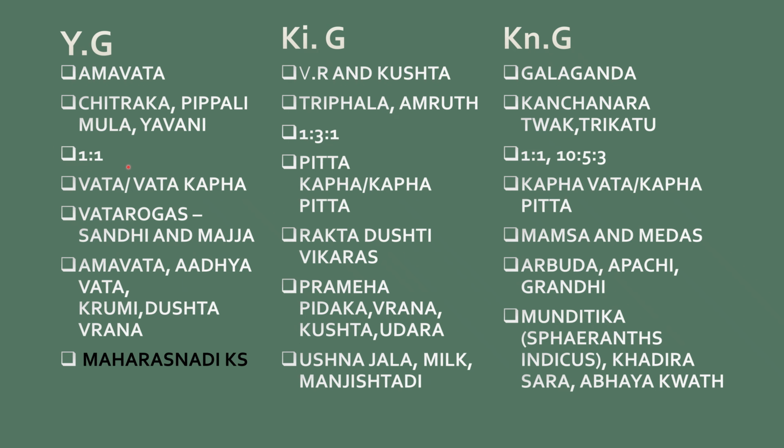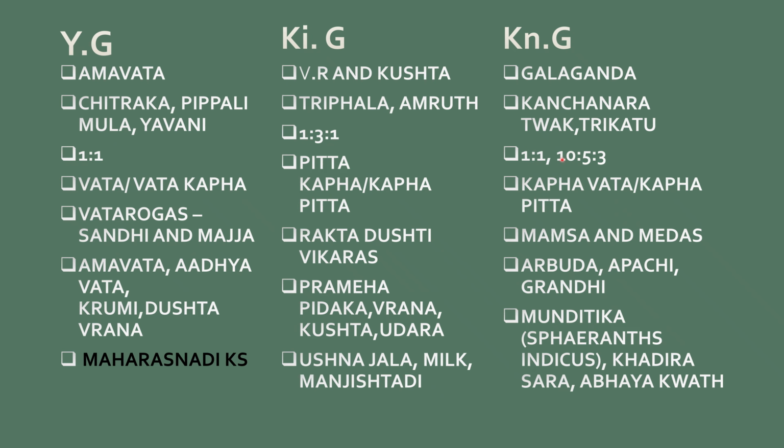For Kaishora Guggulu, the ratio is 1:3:1, where 1 is for Guggulu, 1 is for Amrita, that is Guduchi, and 3 is for Triphala, that is Amalaki, Haritaki and Vibhitaki, 1:1:1 individually. So 1:3:1 is the combination where Guggulu and Guduchi are equal in quantity. In Kanchanara Guggulu, the main ingredient is Guggulu itself, and all other ingredients are in one part. So 1:1 is the combination.